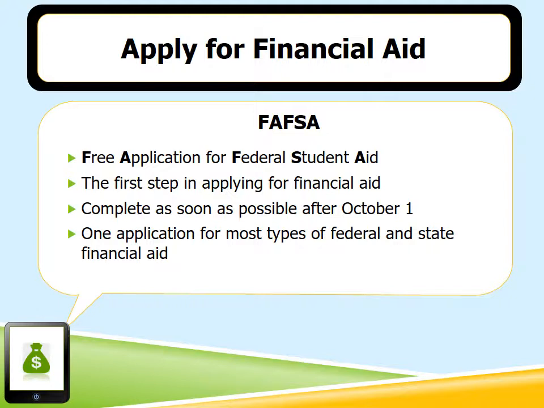The FAFSA is every student's first step in applying for financial aid. By completing the FAFSA, you'll be applying for most federal and state financial aid. Families should take note of the FAFSA start date and complete this form shortly after October 1st. The FAFSA window is October 1st through March 2nd for priority money.